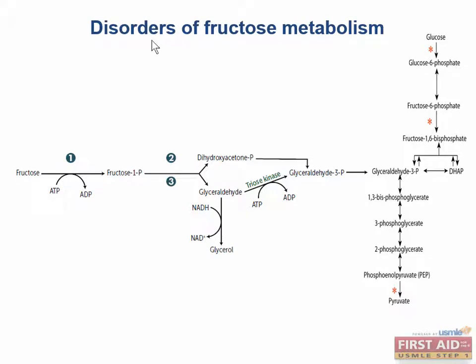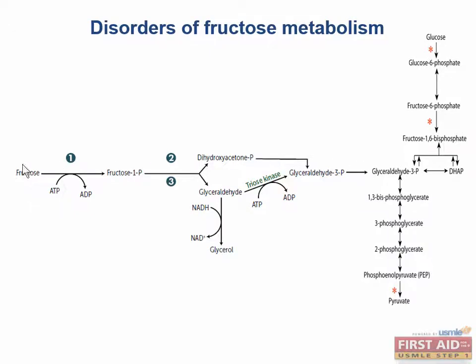Let's now talk about the disorders of fructose metabolism. How does fructose, which is a monosaccharide carbohydrate, fit into this grand picture of metabolism that we're trying to paint? Well, fructose metabolism is important because it gets converted into a substrate for glycolysis and energy production. As you can see, we start off with a fructose, and eventually we'll end up with a glyceraldehyde 3-phosphate, the same molecule that's in our glycolysis pathway.